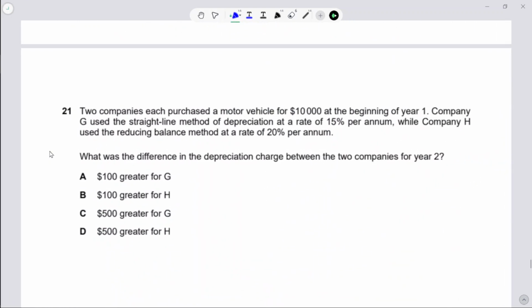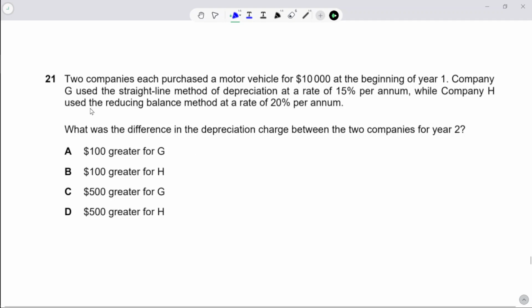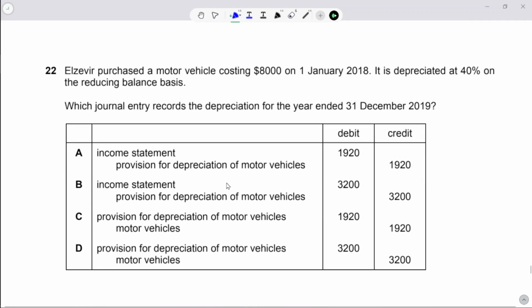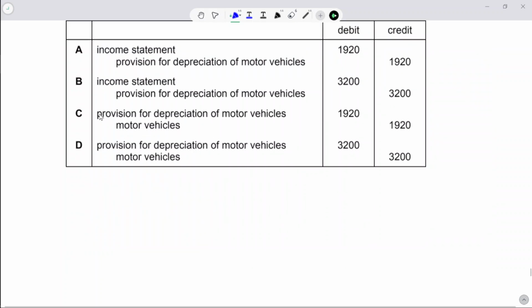Okay. Continue. So this one you just do as homework, then continue. This one I also leave as homework, then continue.